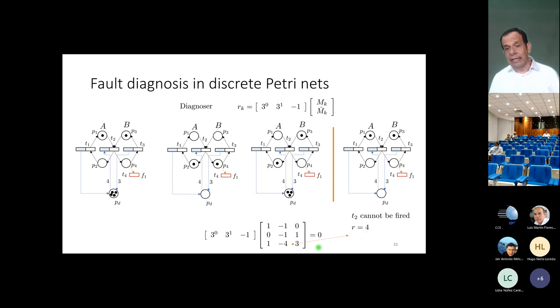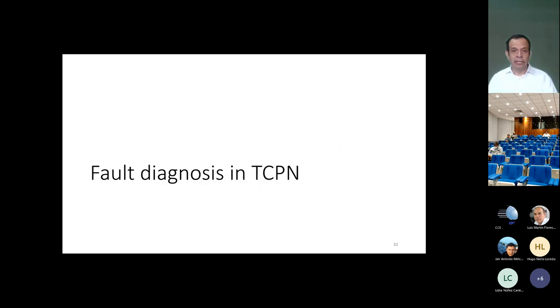So if I search in the last row for this value, the absolute value 4, I will find that the problem occurs because T2 was not fired, because it's negative, but not firing. So I am detecting the fault and I am locating the fault. So it is a good diagnosis. Okay, let's move to the timed continuous Petri net case.